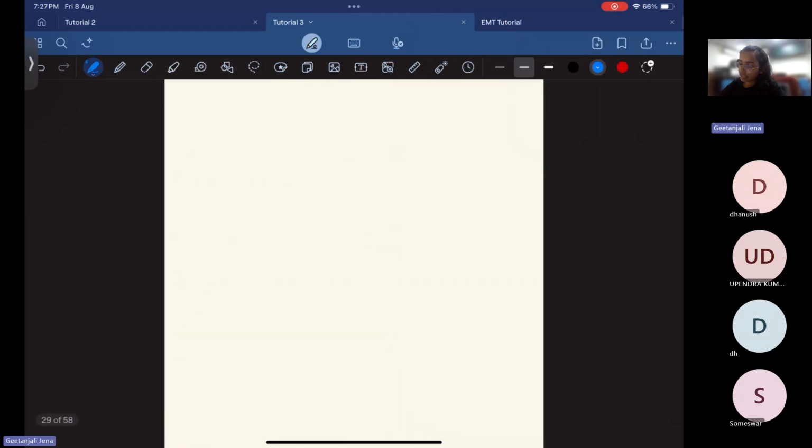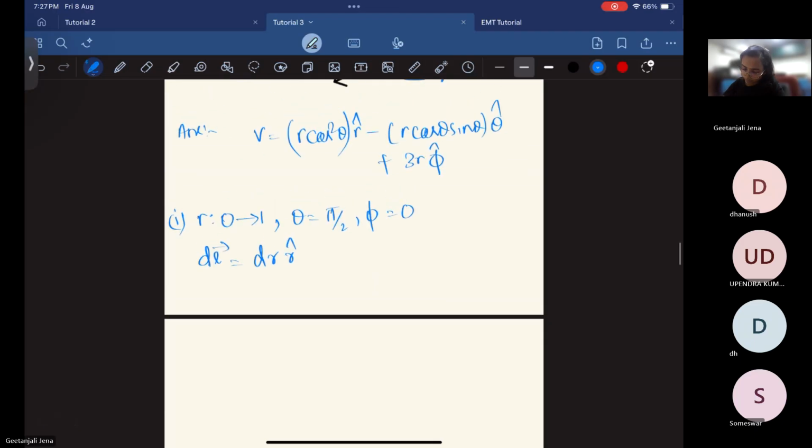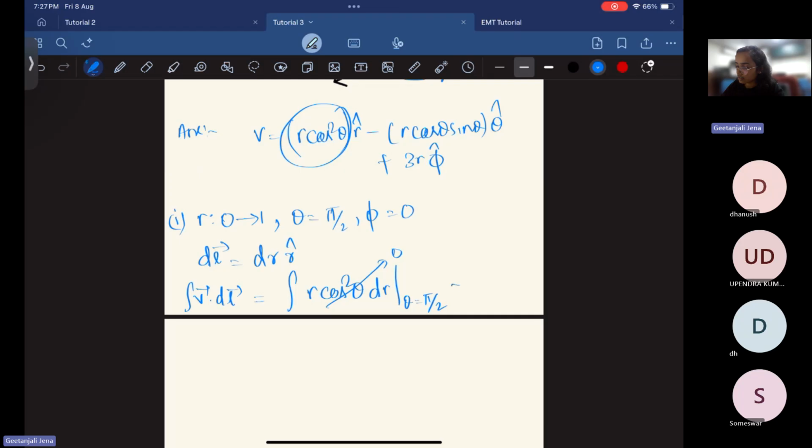So the integration now is V dot dl. So r cap part is r cos square theta. So this is r cos square theta dr, and theta value is pi by 2. You can see it here, cos pi by 2 is 0. So this integration is 0 for path 1. Let us see for path 2.